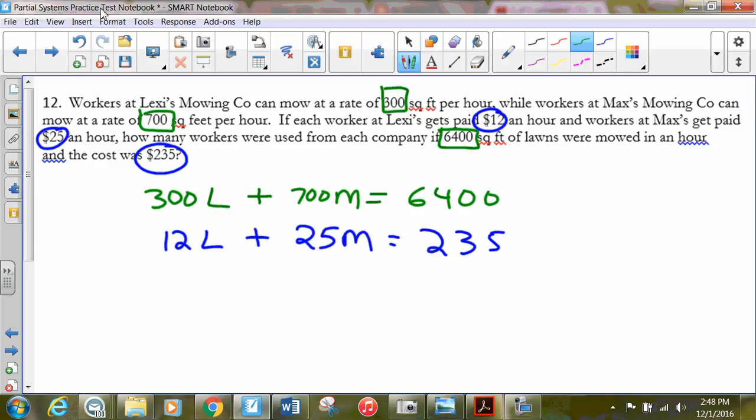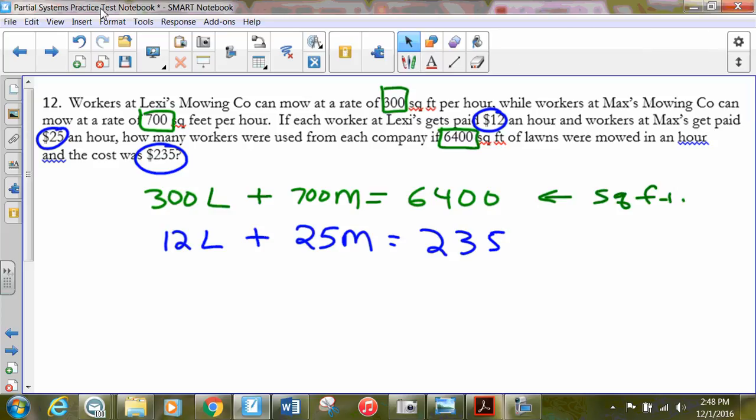The green one represents the square foot equation and the blue one is the money equation. And that's an important thing to recognize when you're doing systems of equations word problems, is that we're looking for two separate equations. And that helps us when we look at all these numbers, because there are a lot of numbers. So we have the two equations, and now we want to go ahead and combine them.